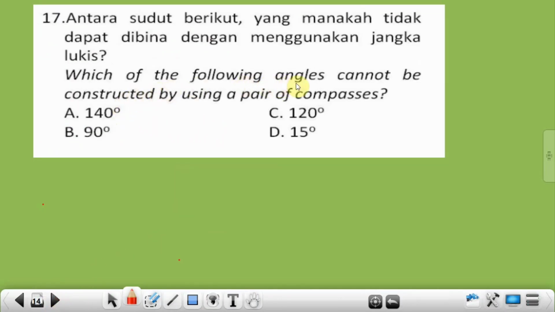Okay, which of the following angles cannot be constructed by using a pair of compasses? The one we cannot construct with the compasses. So the answer is, actually, the answer is here.